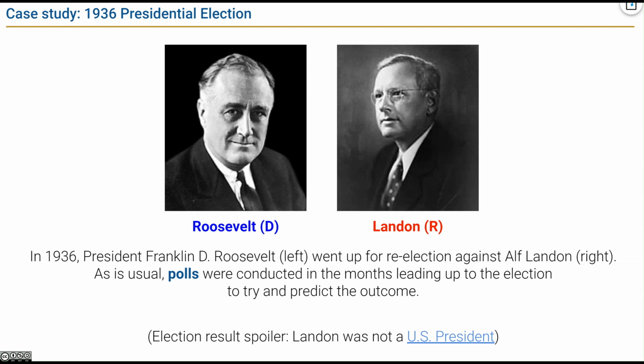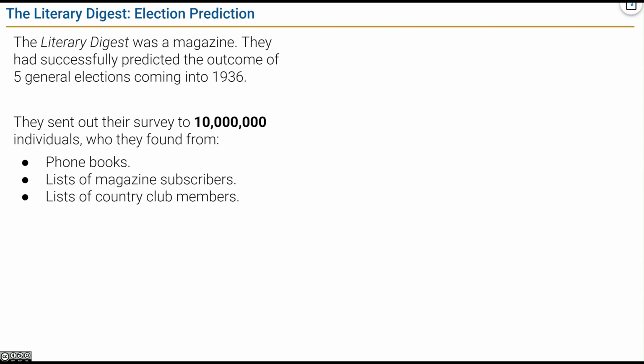And as usual, polls were conducted to try to predict the outcome. At the time, the Literary Digest was a magazine that had been pretty reputable in previously predicting the correct presidential winner. They conducted a survey leading up to this election and sent their survey out to 10 million individuals. Their sampling frame consisted of phone books, lists of magazine subscribers, and lists of country club members.